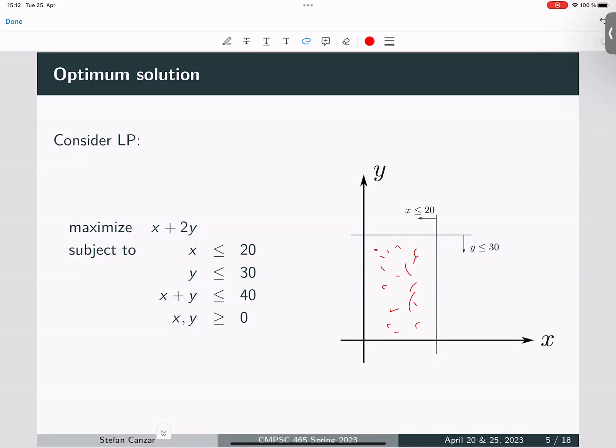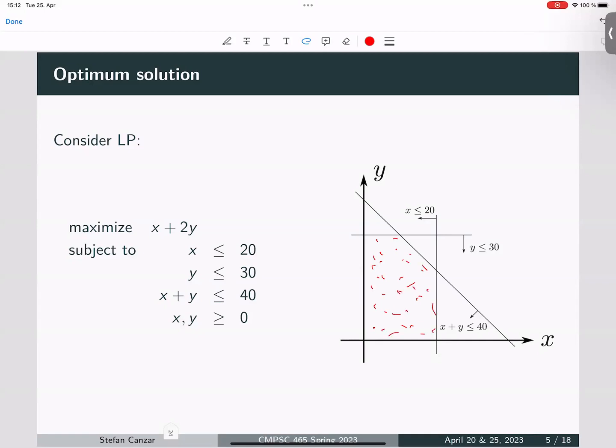The next constraint cuts off another piece. You can see that these points here, x plus y smaller or equal than 40, are defined by this line, which is setting x plus y equal to 40. And then all points smaller or equal than 40 lie to the left of it. So now, to satisfy all these three constraints at the same time, the points need to lie somewhere in this what's called a polytope.